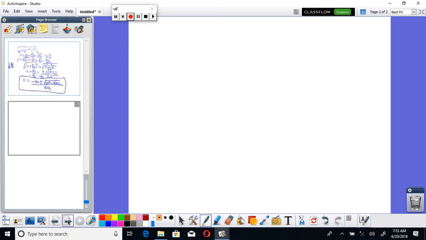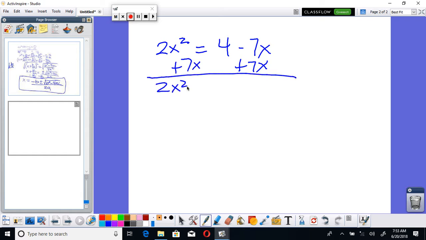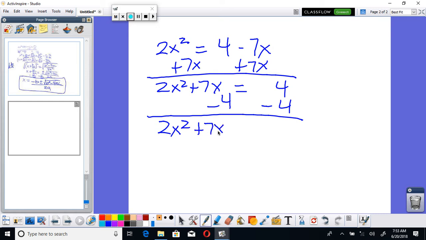Here, let's try. Here's the problem. 2x squared equals 4 minus 7x. We are going to solve this using the quadratic formula. First step is to get it into standard form, just like we did in the first section, and then identify a, b, and c. We need to get 0 on one side, preferably getting x squared to be positive. Okay, we'll add 7x, that's fine. Still need to get 0 on one side. Okay, subtract 4 on both sides. Okay, so now we have it in standard form. 0 on one side, x squared is a positive coefficient. A is 2, B is 7, C is negative 4.